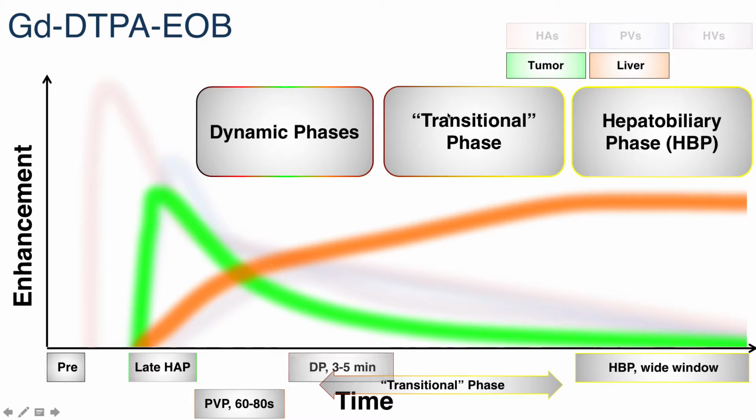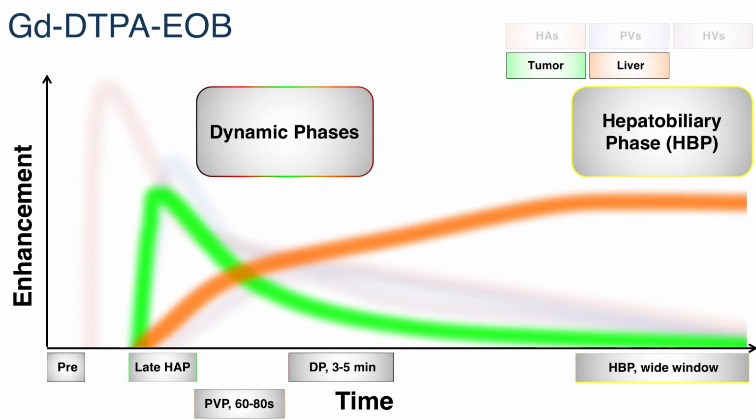let me get back to the transitional, well, okay, let's talk about it now. We'll get to this in just a second. So we have this hepatobiliary phase in which the liver is very, very bright.